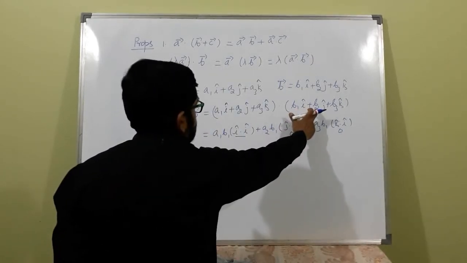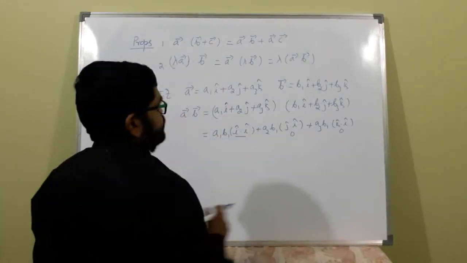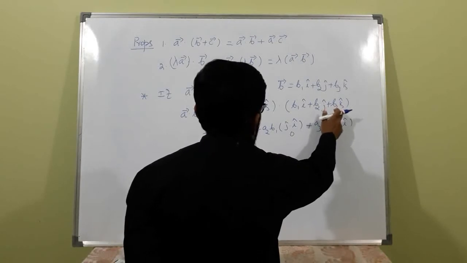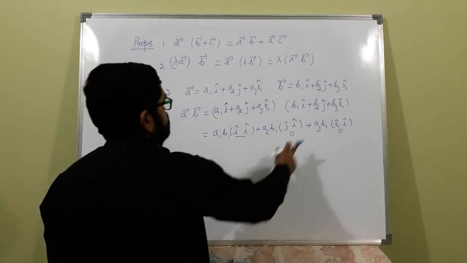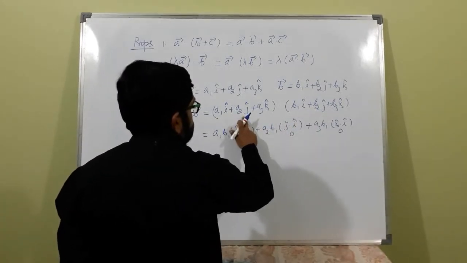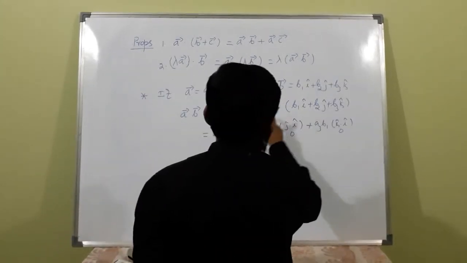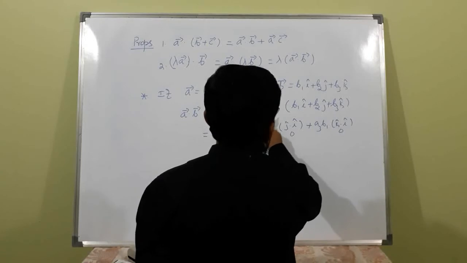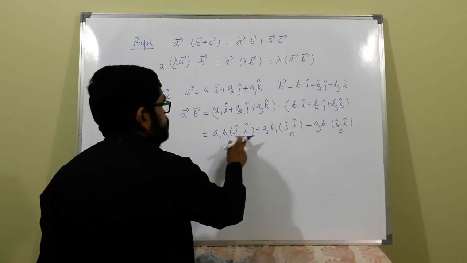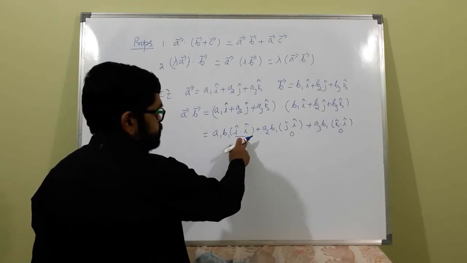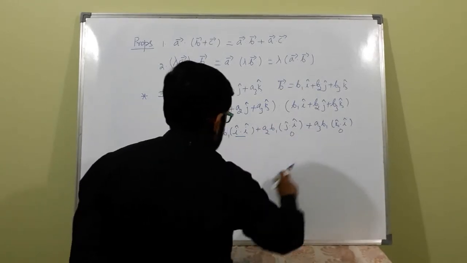Similarly, if you take b2 with these three terms, you will get again three terms, and with the next third term b3, again three terms. In all the cases you will get b2j and a2j, that is only one, and the remaining terms are 0. Here b3k and a3k, so a3 into b3 k dot k, isn't it? You try yourself, okay, you write further 6 terms more.